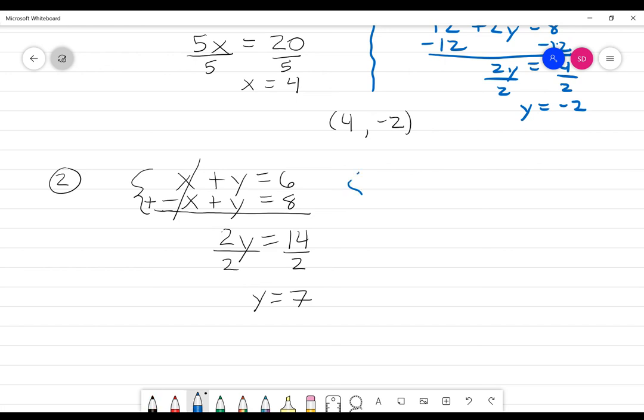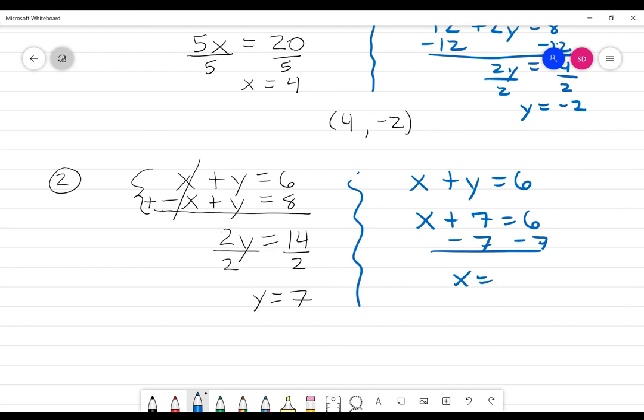Remember, you're not done because you have to plug this back in. So I'm going to pick my top equation. You could actually pick either equation. I generally just go with the top one. Plug in 7 for y this time. So I have to rewrite this, and instead of the y, I'm going to plug in 7. And then now I can solve this. This only has one step because I didn't have to multiply. And I get x equal to negative 1.